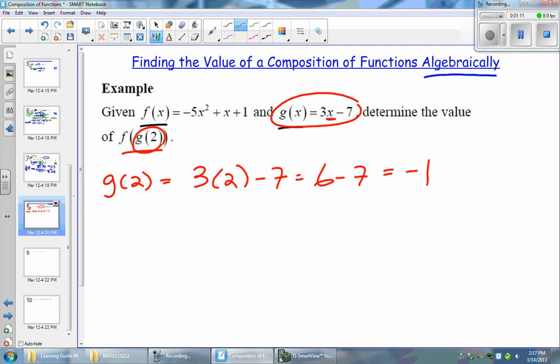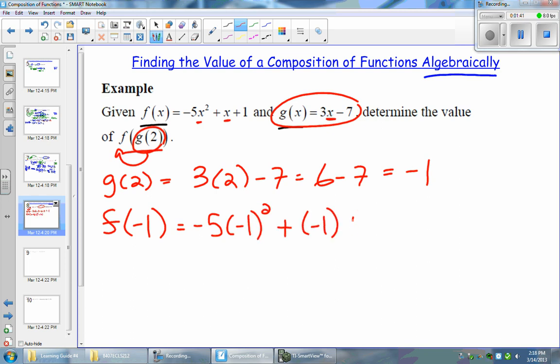But we don't want g of 2. We want f of g of 2. So you're going to take that g of 2 value, which is -1, and you're going to put it inside the f function. So f of -1. So instead of working with the g function, we're going to work with the f function. So wherever you see an x in the f function, you're going to put in a -1. So -5 times -1 squared plus -1 plus 1.